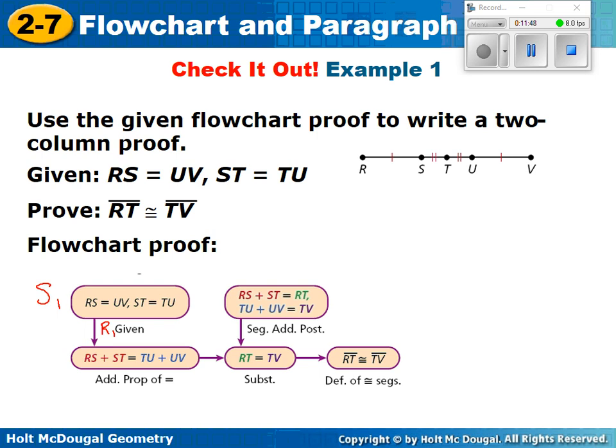Down. So this would be statement 2, and this would be reason 2. Okay, where would we go from there? Very good. Up to the top, because we can't go to the right until we have this listed in our proof. So this would be statement 3, reason 3, and then we would go where? Down to RT equals PV, so this would be statement 4 and reason 4. And then our last statement would go to the right, statement 5, reason 5.